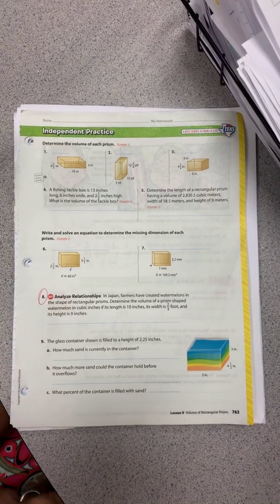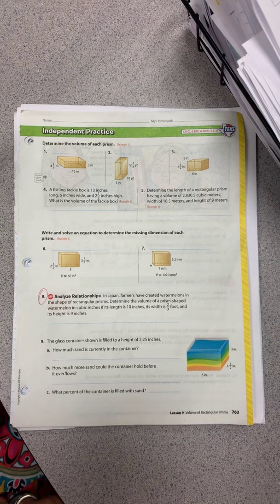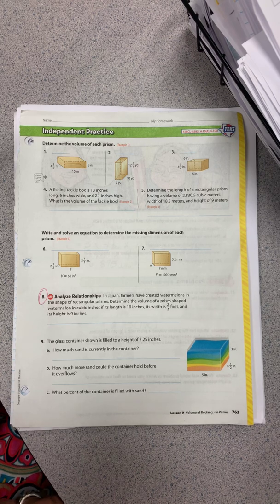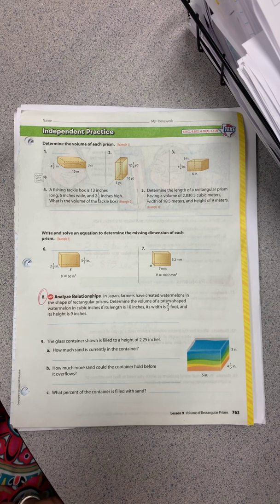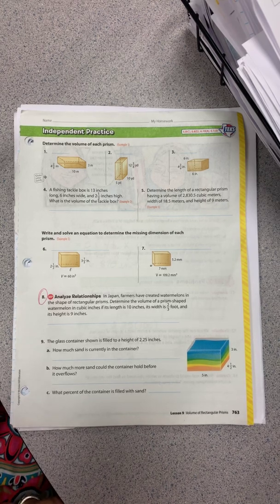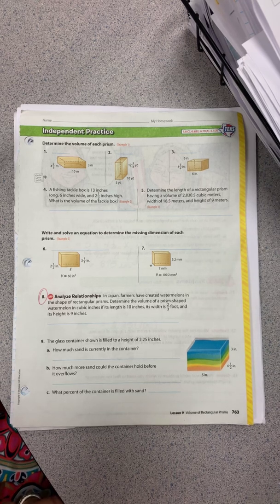Hey students, the first thing I'm going to do is look at problem 8. Some of you had asked about problem 8, and it says, in Japan, farmers have created watermelons in the shape of rectangular prisms. Determine the volume of a prism-shaped watermelon in cubic inches if the length is 10 inches, its width is 2/3 of a foot, and its height is 9 inches.